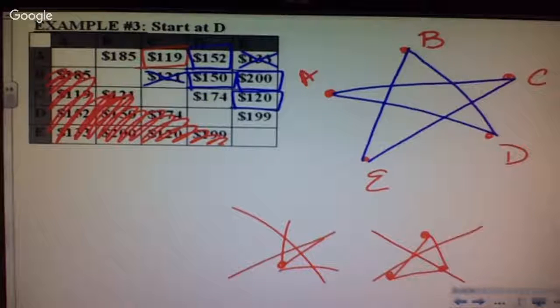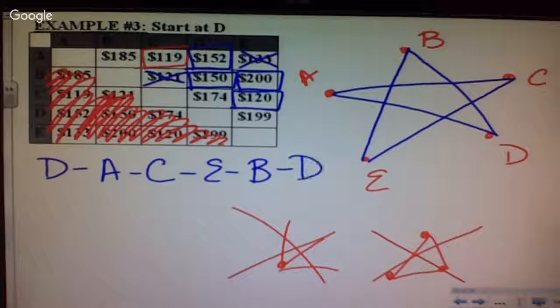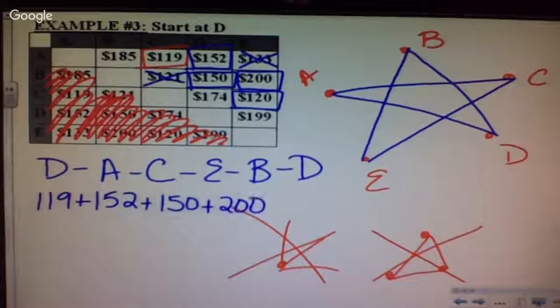Okay. So now, when they say start at D, you need to use this to write your circuit. D leads to A. A leads to C. C to E. E to B. B to D. And then you're going to add up all of the numbers that I've circled in the chart. So 119, 152, 150, 200, and 120. And you said that comes out to be what? 741.